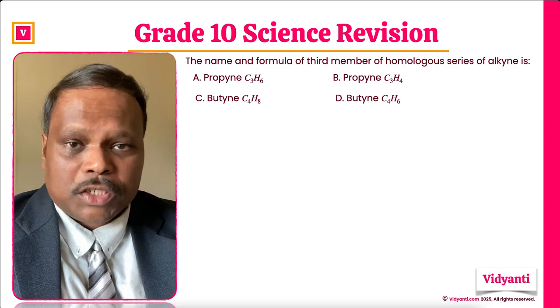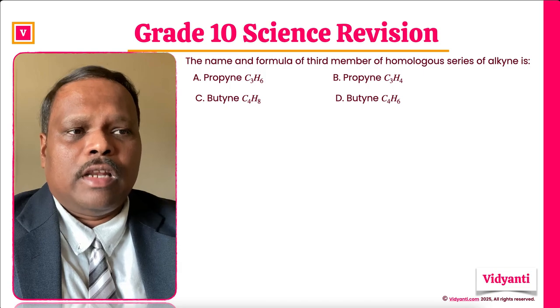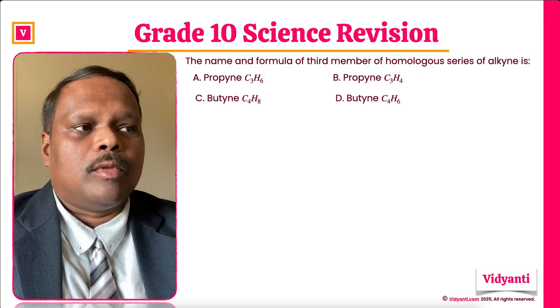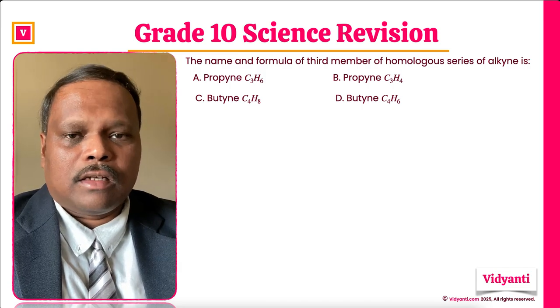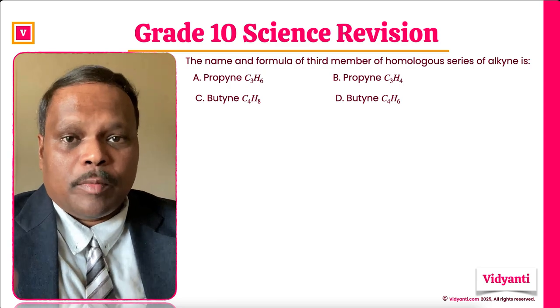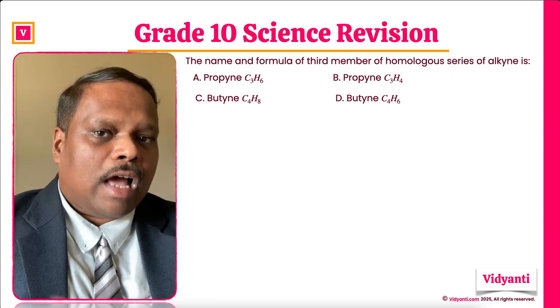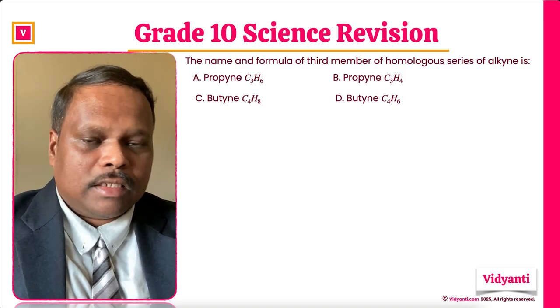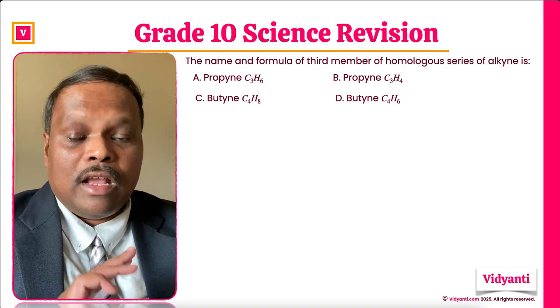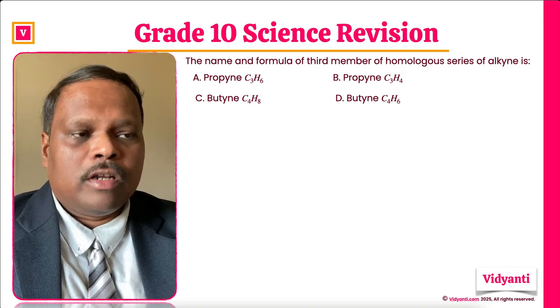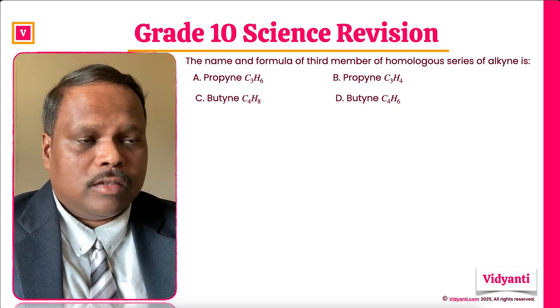This is one of the questions from previous exam papers. The name and formula of the third member of the homologous series, alkyne. The keyword here is alkyne. Remember the sequence: alkane, alkene, alkyne. The alkyne is the last column, highly unsaturated with the triple bond. That's the homologous series we are talking about.